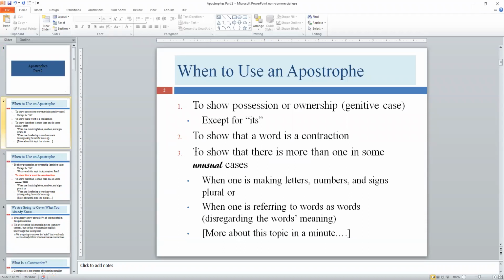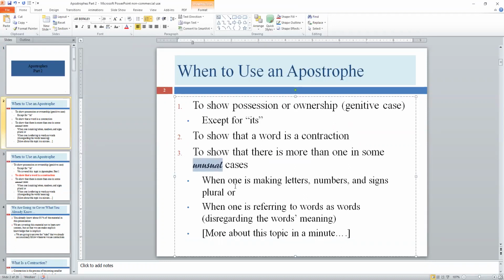they may come to you and say, hey, is this correct? And you may look at it and go, well, I wouldn't do it that way, but yes, that is a legitimate style choice to make. And when you're looking at other people's writing, you can understand what goals they're trying to accomplish by using the punctuation that they're using. So the first thing to know about point number 3 is that we're talking about unusual cases.